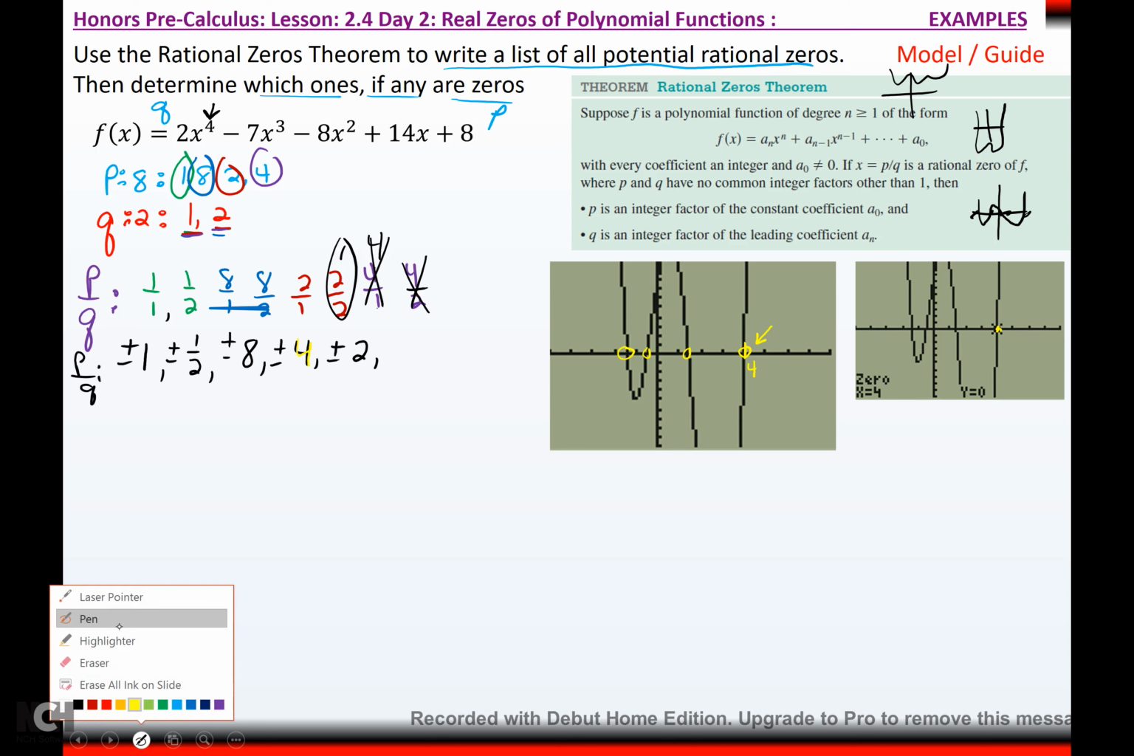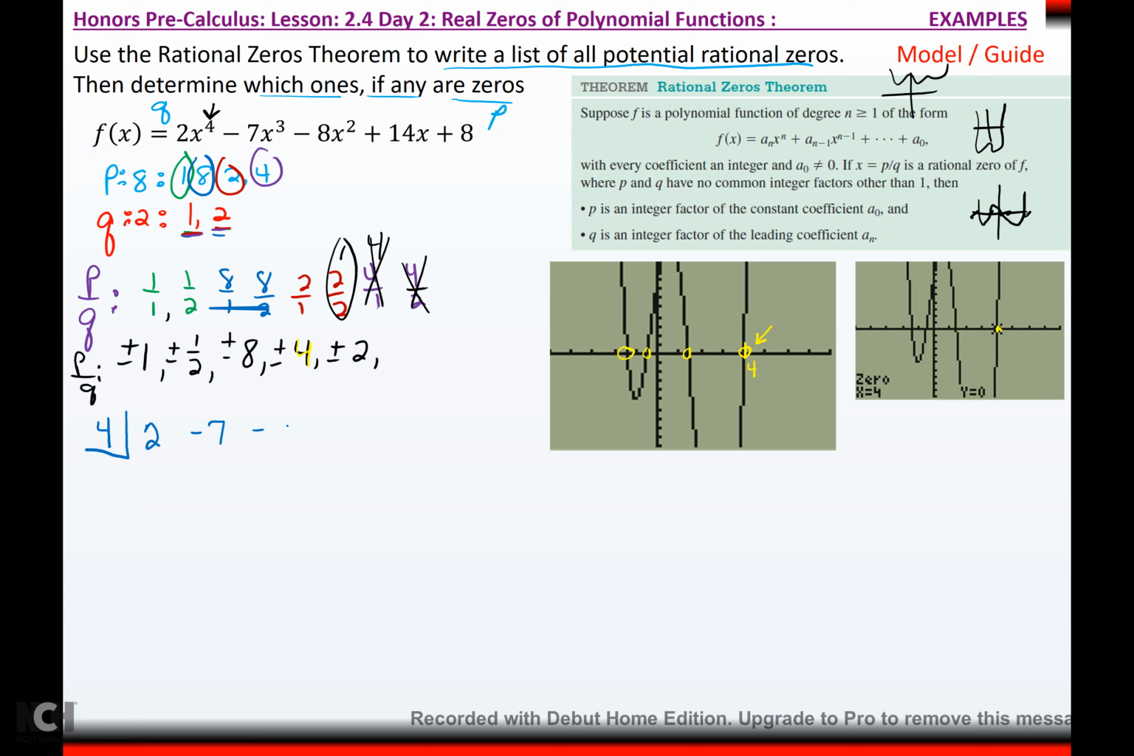Okay? So I'm going to divide by 4. Okay? And I'm going to do synthetic. 0 is 4, so I'm not changing the sign because this is a 0. Alright? My coefficients are 2, negative 7, negative 8, positive 14, and positive 8.